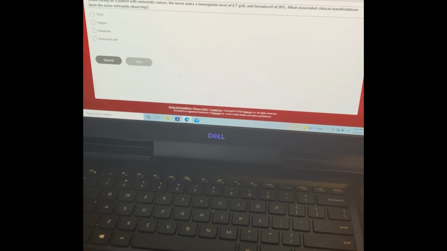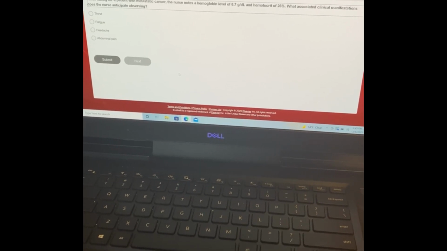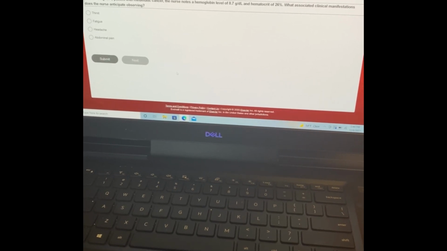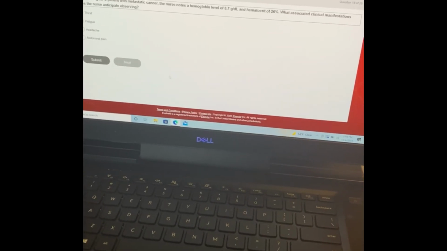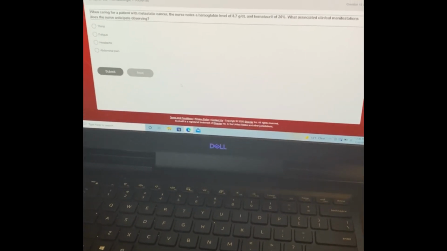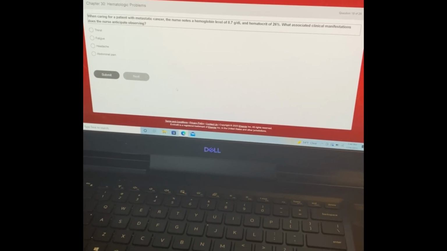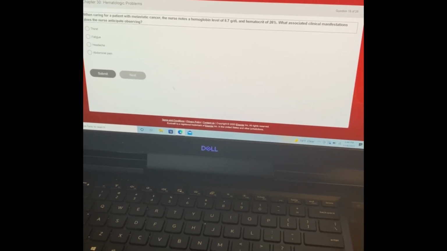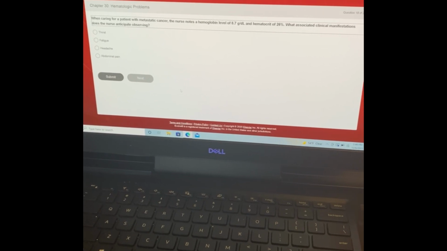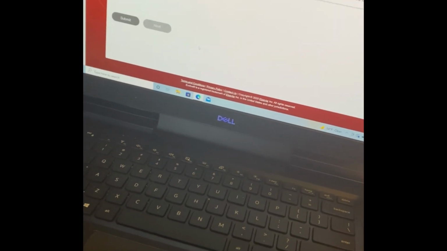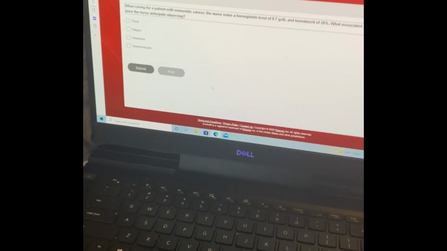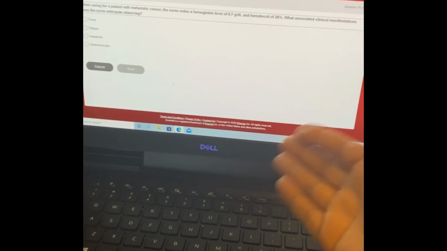When caring for a patient with metastatic cancer, the nurse notes a hemoglobin level of 8.7, whatever that is, and hematocrit of 26%. What associated clinical manifestations does the nurse anticipate observing? What the hell is this question? Okay, manifestation, basically.